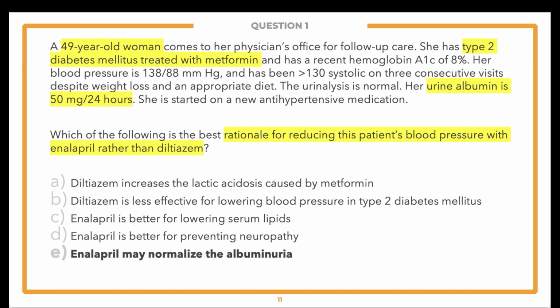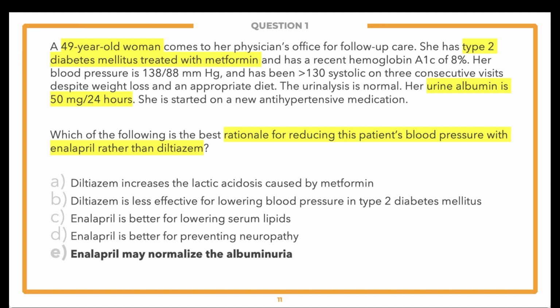So that's not going to be the main reason. And again, diltiazem by itself does not increase risk. Neither do ACE inhibitors increase lactic acidosis with metformin. Chronic kidney disease can lead to increased risk for lactic acidosis with metformin, but that's neither here nor there.